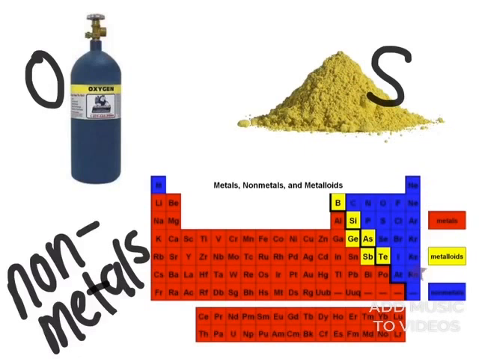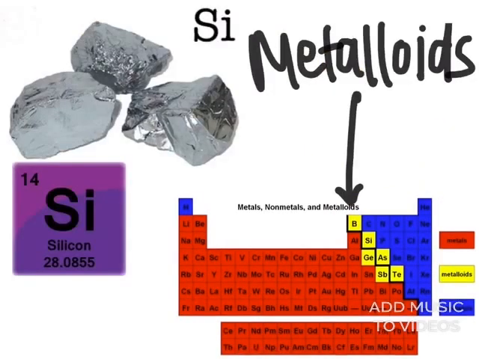And then finally, there are the metalloids. They're found touching this stair-step line on the periodic table. They're called metalloids because they have properties of both metals and nonmetals. There are very few of them. The most common one is silicon, which you might know that there's a place in California called Silicon Valley. A lot of computer chips are made out of silicon. It's also the second most common element in Earth's crust.